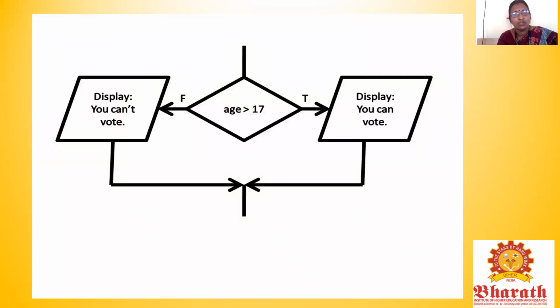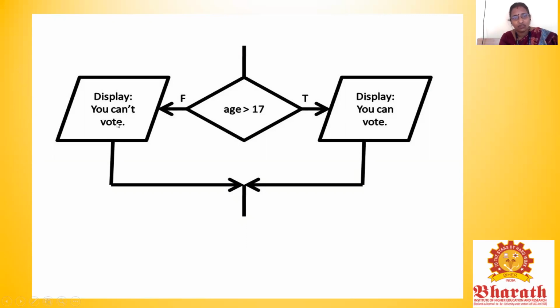This is the corresponding flowchart. I'm checking with the help of the decision symbol: age equals, and if your age is greater than 17, to take a decision, then I display a message that you can vote. Yes, if it is true, suppose my age is 20. My age of 20 is greater than 17, so I move in the right side direction and display that I can vote. If my age is 15, which is less than 17, then I move to the left side.